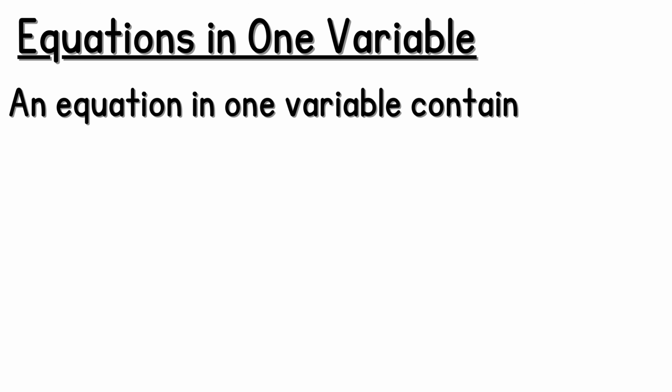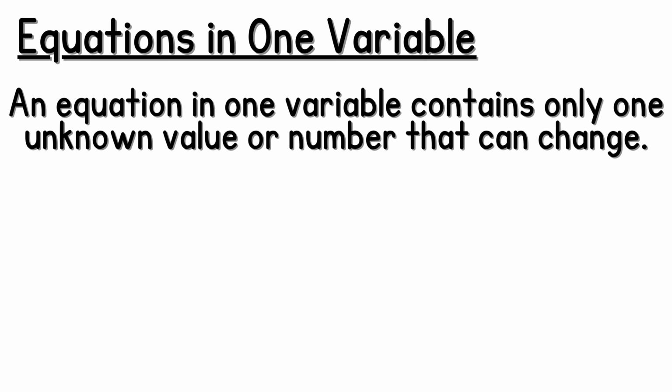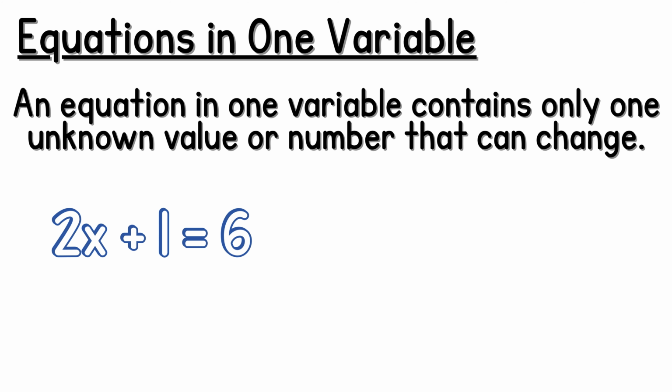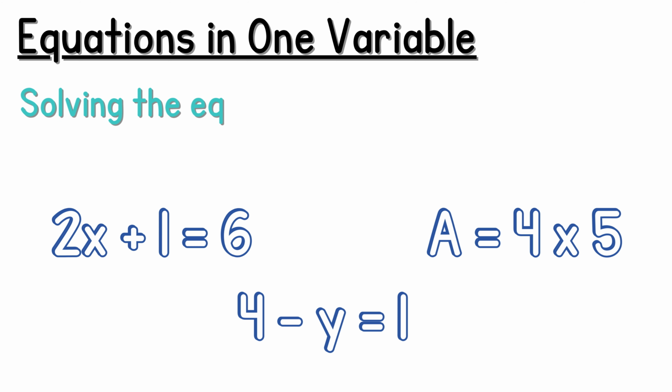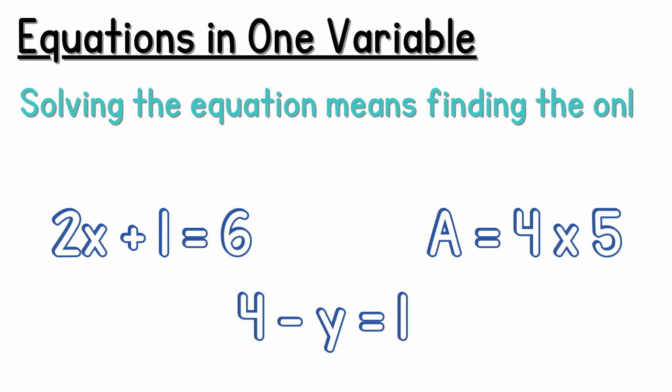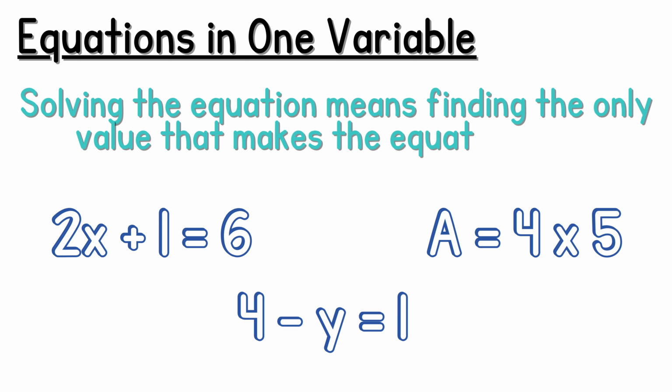An equation in one variable contains only one unknown value or number that can change, such as 2x plus 1 equals 6, or 4 minus y equals 1, or a equals 4 times 5, since all of these equations only have one variable. Solving these equations means finding the only value that will make the equation true. So let's look at some examples of these equations in one variable.